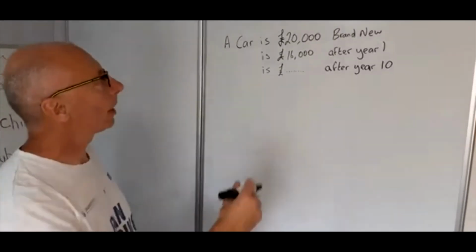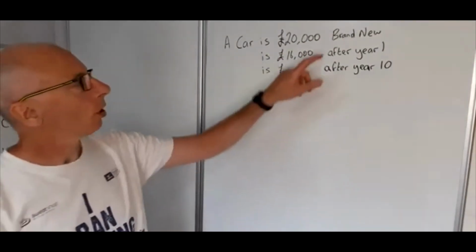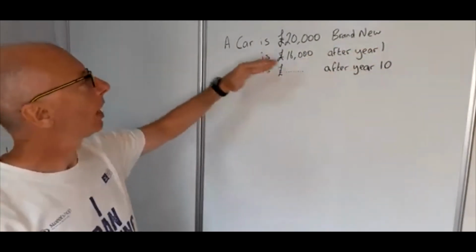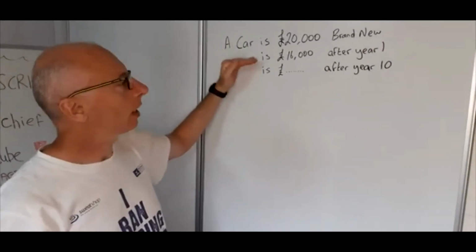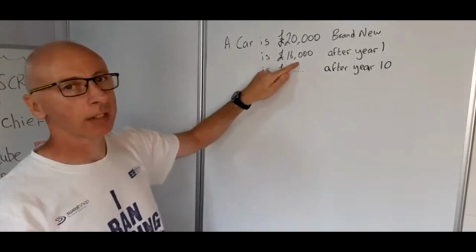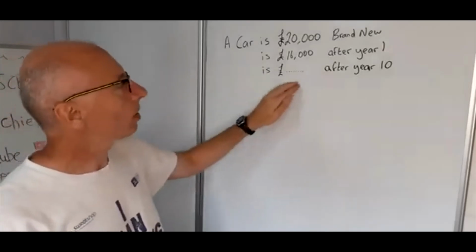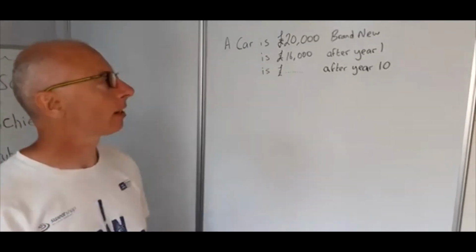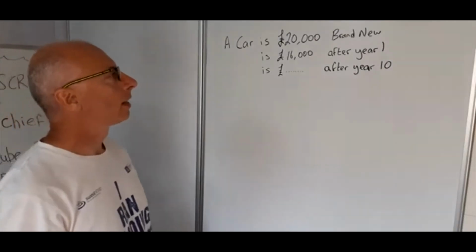Okay, so we've got a question here. A car is valued at £20,000 when it's brand new, so that's as it leaves the forecourt. After 1 year, the car depreciates £4,000 to £16,000. What we want to know is what is the car worth after 10 years? So how are we going to go about calculating that?